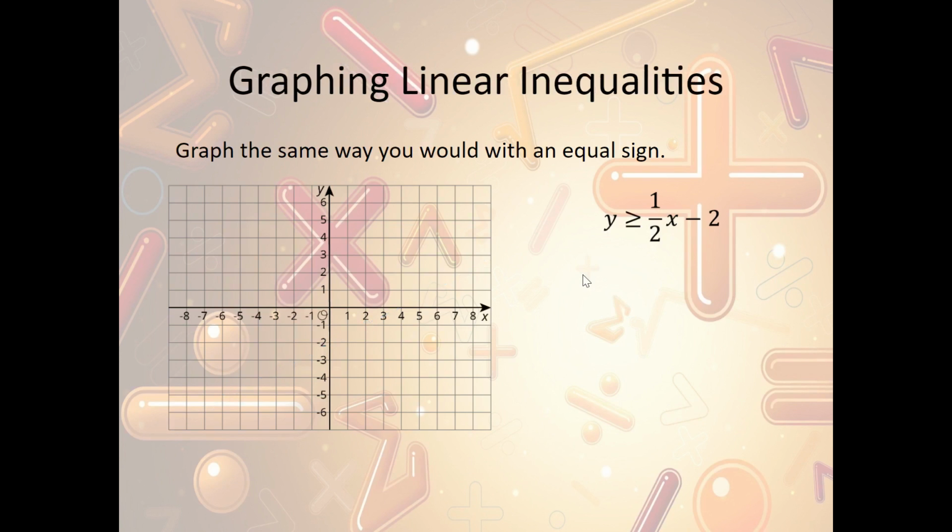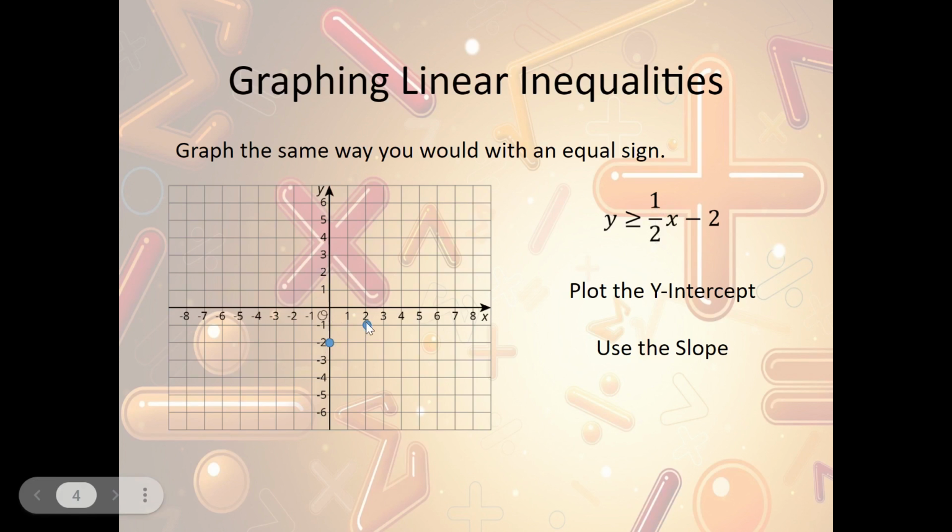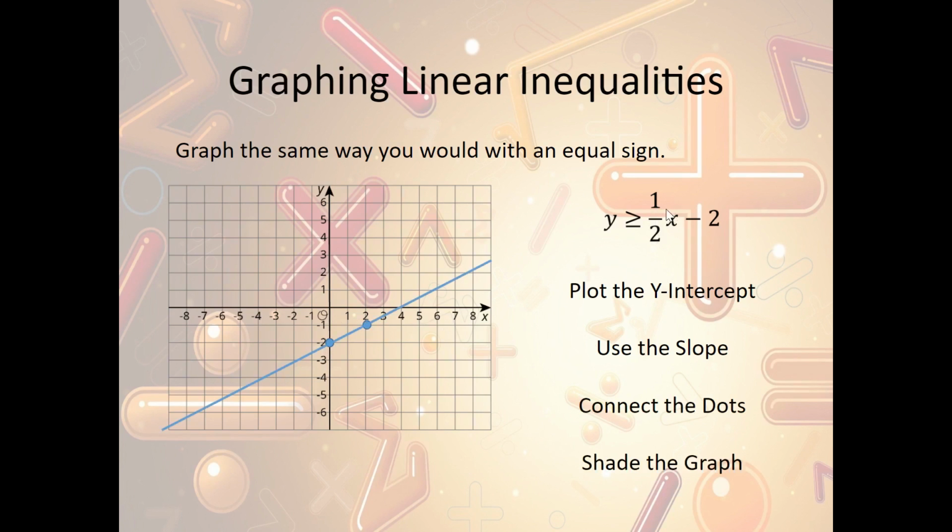With inequalities, we're going to graph them the same way. Just like we did before, we're going to plot the y-intercept, which in this case is -2, so I go down 2 and plot that point. Then I use the slope to plot the second point. This is change in y, so we're going up 1 to the right 2. So we go up 1 to the right 2, plot my point, connect the dots, and now I have my line. Now the difference is we're going to shade where the y values are bigger than the line.